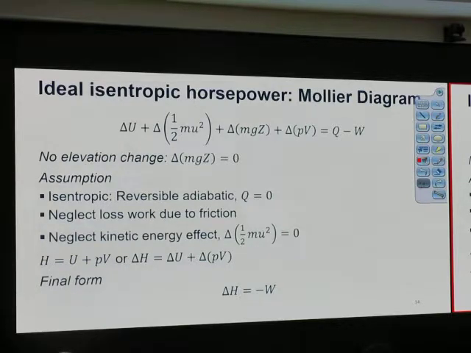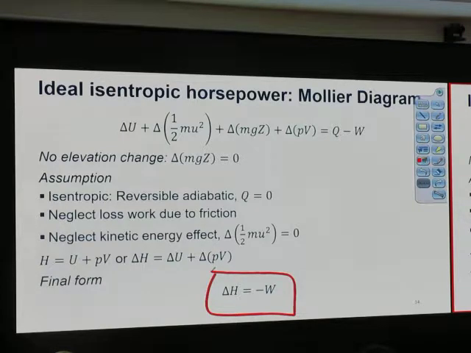Neglect adiabatic, make Q equal to 0, right? Neglect lost work due to friction. You see there's no friction term. Neglect the kinetic energy change. We have final form of delta H equal to minus W.